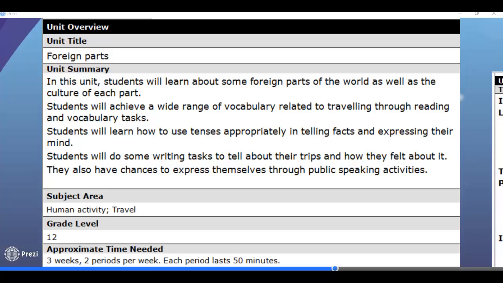The subject area of this unit is about human activity, particularly it is related to traveling, and this unit is scheduled for students of grade 12. The approximate time needed is 3 weeks, 2 periods per week, and each period lasts for 15 minutes.